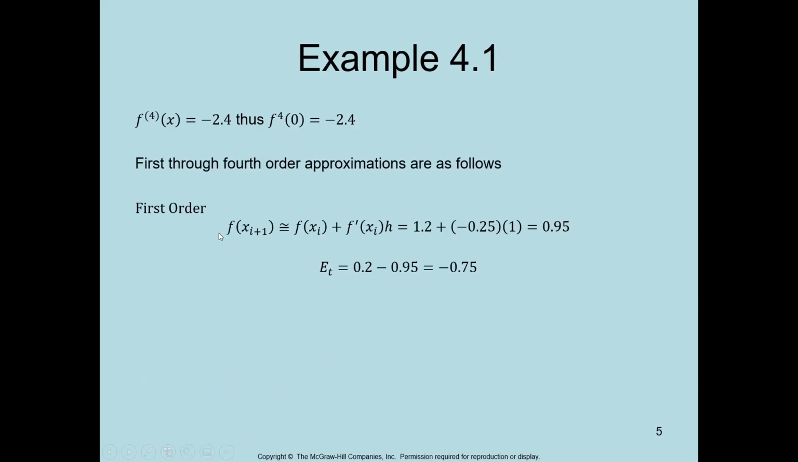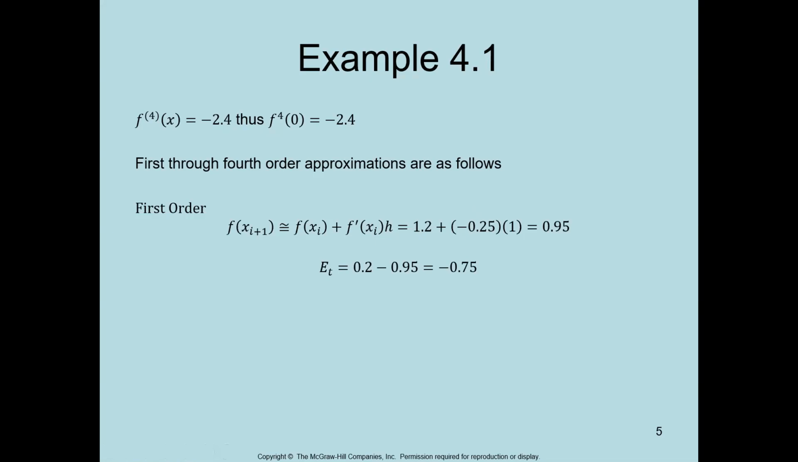So the first order approximation will then be equal to this formula. That means the first two terms of the Taylor series. So it will be 1.2. F prime, we earlier calculated, was minus 0.5, and the value of h was 1. So the value of h is the difference between the x values.